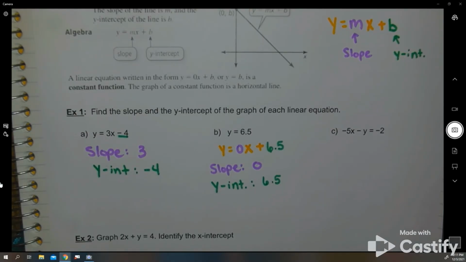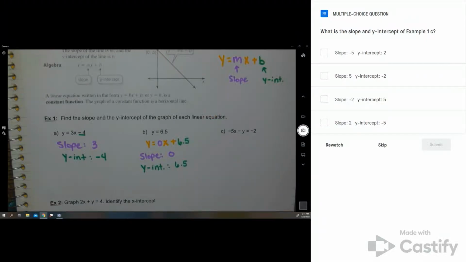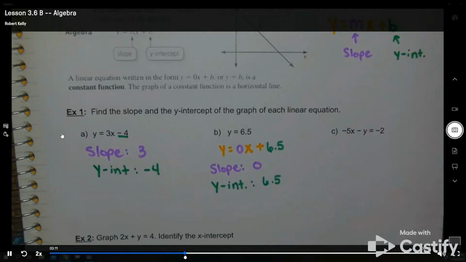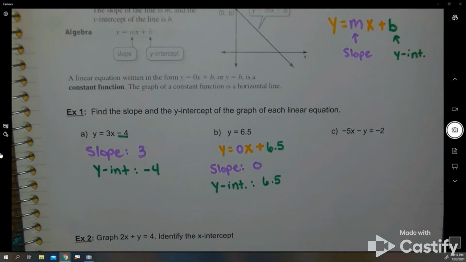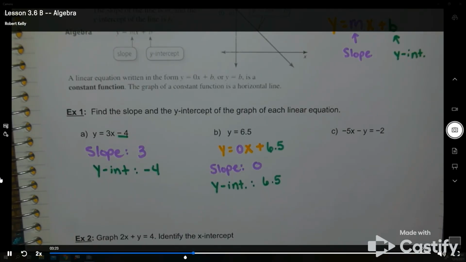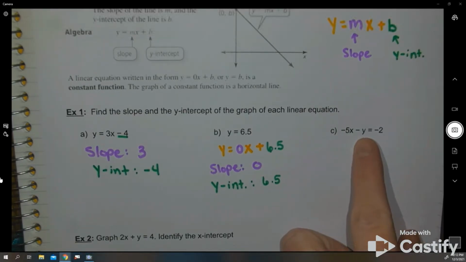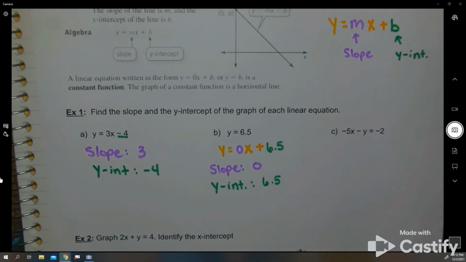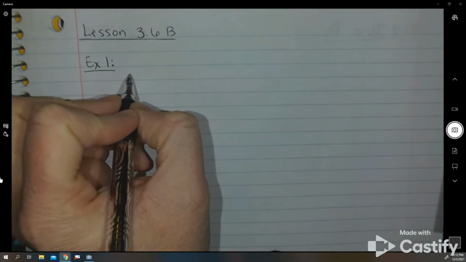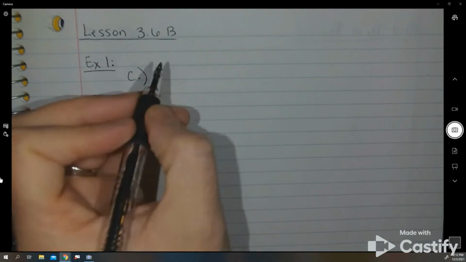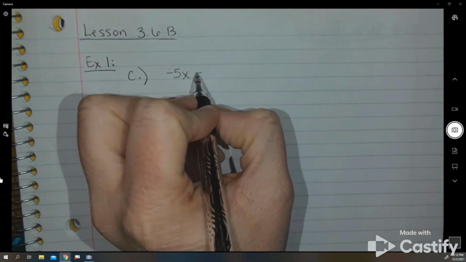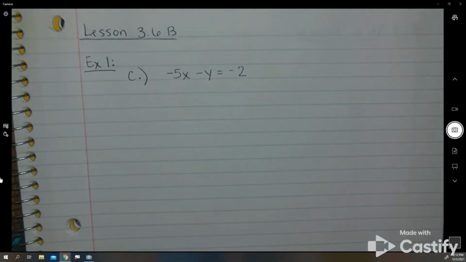Now for part C, it's a little bit tricky to figure out exactly what the slope and the y-intercept are based on what we have here. We have a couple of options. The first thing is, because it is in standard form, we could treat it the way we've treated x and y intercepts in the past. But the easiest method for this one is to rearrange our equation so that it matches our slope-intercept format. So we've got negative 5x minus y equals negative 2.